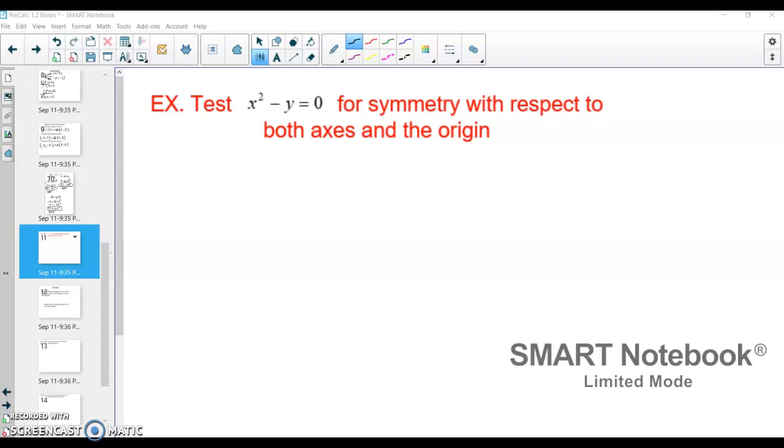Alright, here is the last part for Notes 1.2, picking up with symmetry about the x-axis, y-axis, and the origin.